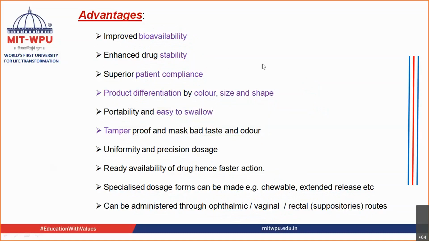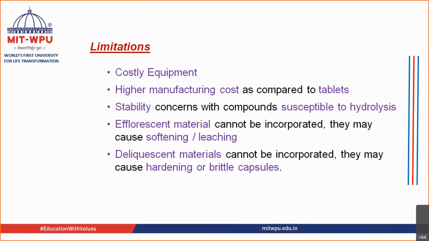As any dosage form has some advantages, they have a few disadvantages also. So what are the limitations of soft gelatin capsule? First of all, the main important limitation is regarding the equipment. The equipment that is used to fill the soft gelatin capsules is very costly in nature.